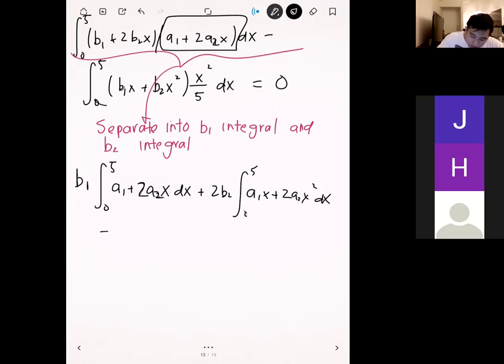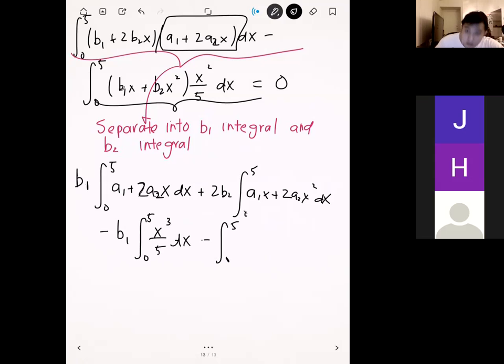And then we're going to subtract. We're going to separate this out into b1 and b2 integrals as well. So we're going to subtract b1 times the integral from 0 to 5 of x cubed over 5 dx, minus the integral from 0 to 5 of b2 x to the 4th over 5, equal to 0. And just like the other ones, we can pull this out of the integral, so we have a b2 out in front. It should be 0.